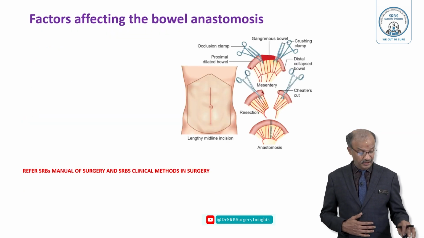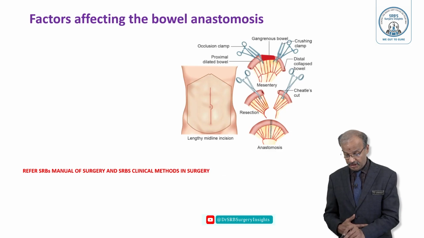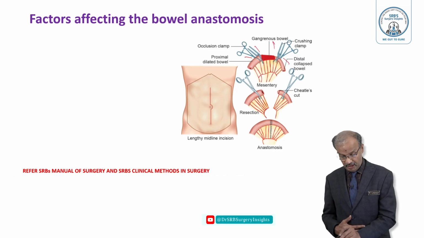And factors affecting the bowel anastomosis, you can see here, resection, you can apply a crushing clamp here. This is the crushing clamp, this is the occlusion clamp, this is the crushing clamp, this is the occlusion clamp.